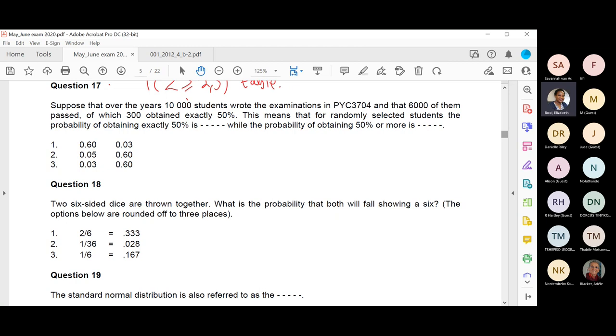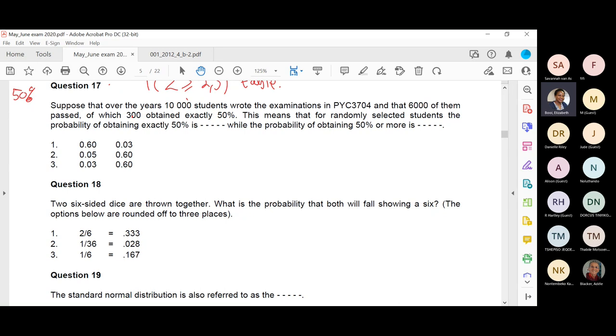So there are 10,000 students who wrote the exam. Of those 10,000, 6,000 of them passed. What is a pass mark? Pass mark is 50%, right? When you write an exam, to know that you have passed, you need to obtain a 50% pass mark. So if 6,000 of them passed, therefore we know of those 10,000, the 6,000 passed, of which 300 obtained exactly 50%. Now, from the 6,000 who passed, there will be those who got 58, 68, 70, 80, 90, and those who got 100%. So these are those who got 50 and above, 300 passed with exactly 50.